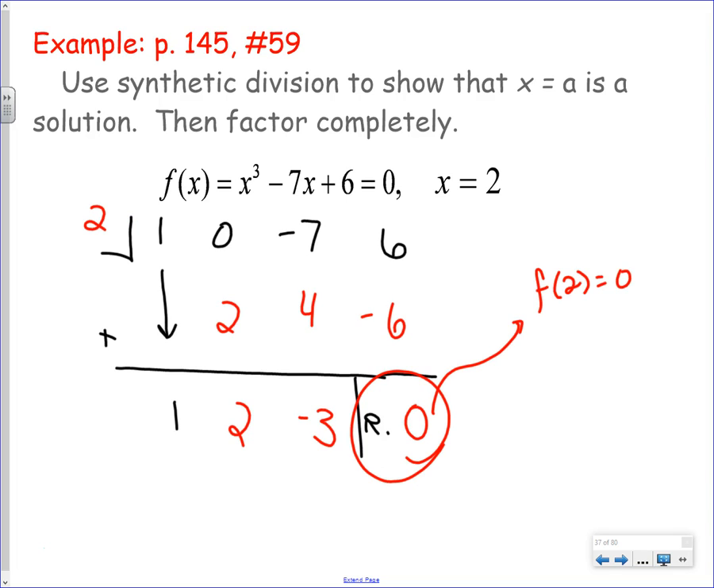Now, some of you are like, that's dumb. What could you have done instead to show that f of 2 is 0? Plug it in, right? 2 cubed is 8, minus 14 plus 6. 8 and 6 is 14. 14 minus 14 is 0. That would have been an easy plug and chug.